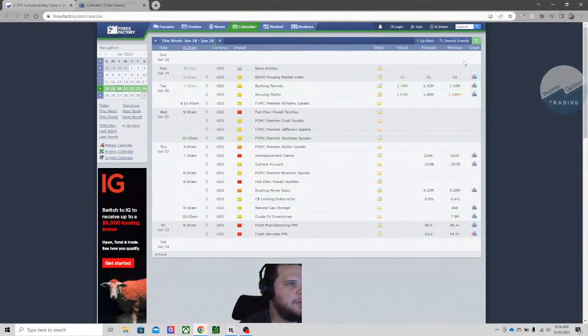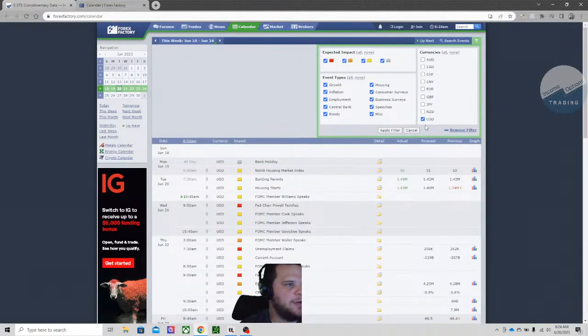And I have it set up so it's filtered to just the US dollar currency. So that'll, for the most part, only show things that affect the US market. You can turn on all of them or select which ones you want through there. But I just do USD.